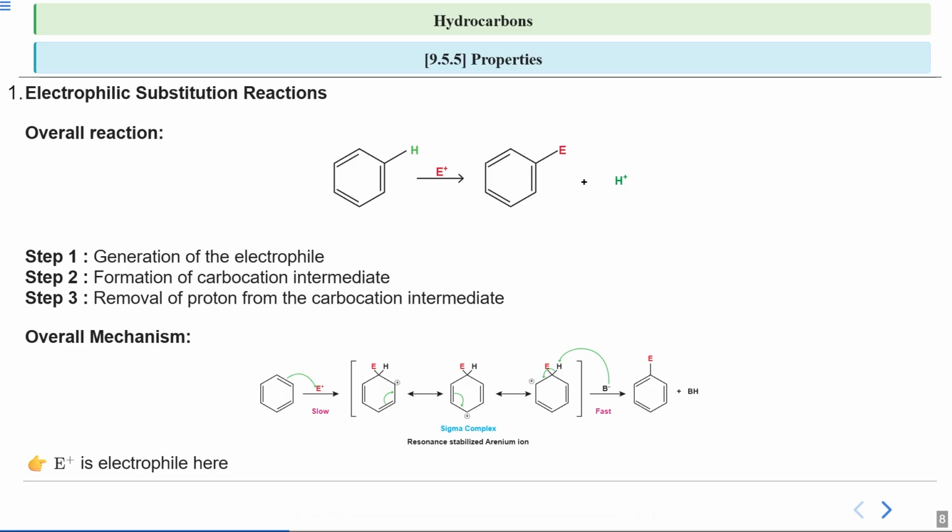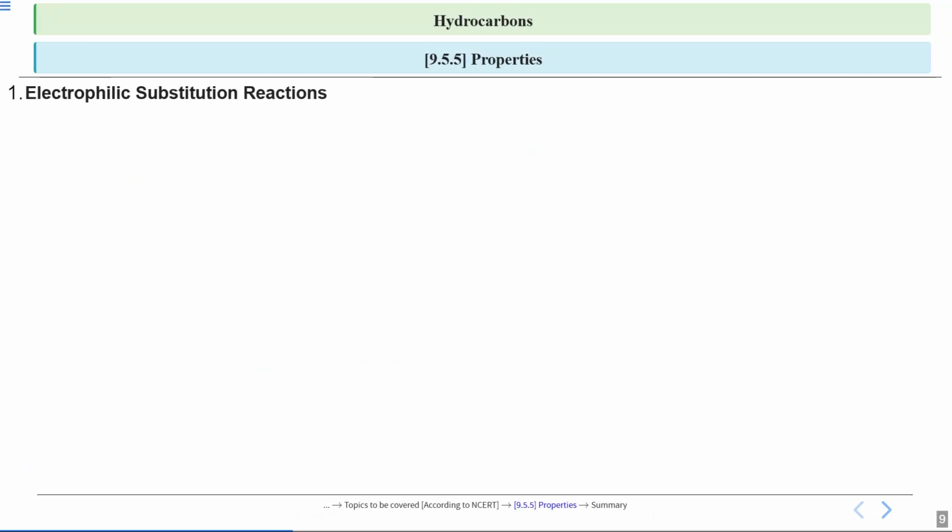In the second step, a base B minus deprotonates the carbon bearing the electrophile and a hydrogen, restoring the aromaticity of the ring and yielding the substituted product and the BH. This two-step process is characteristic of many aromatic functionalization reactions. Now, we will move on to further discussion of some specific examples.